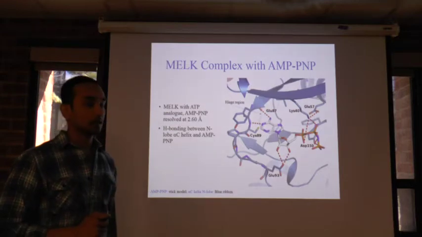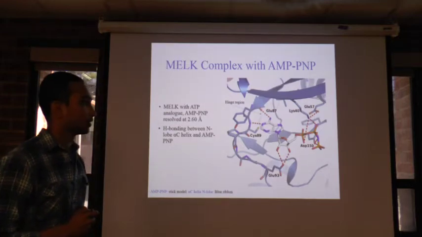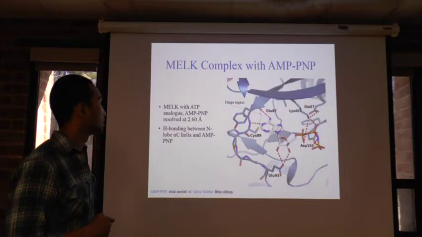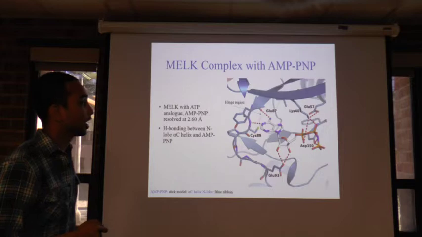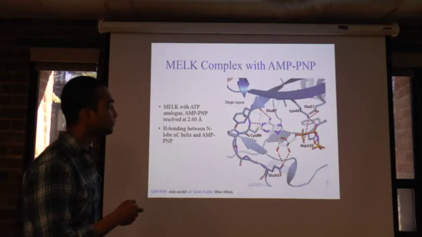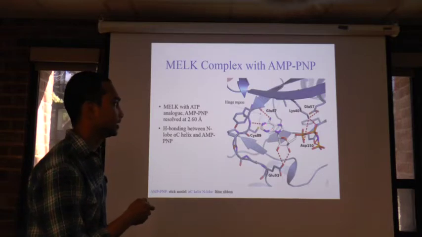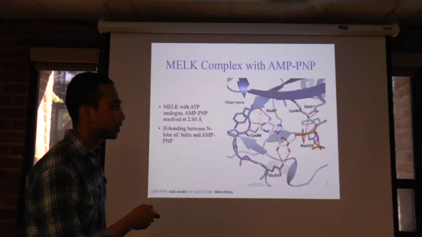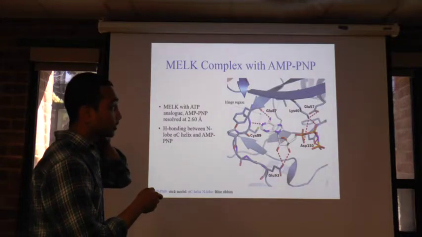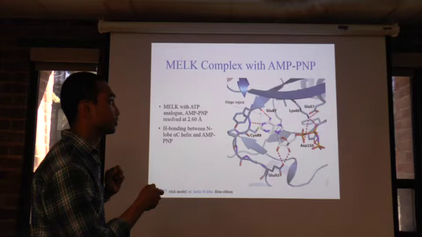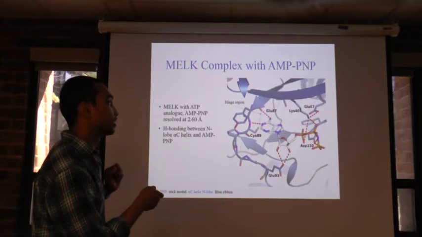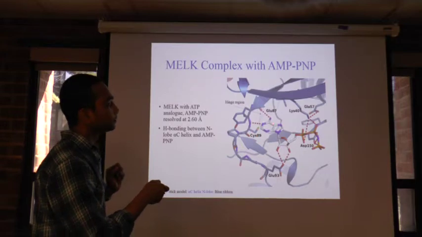MELK in complex with the ATP analog inhibitor AMP-PNP was resolved at 2.6 angstrom, and we see the hydropolar interactions of the inhibitor and the active site. What we see here, the adenine group, there's a ribose group, and there's the phosphate group, and here's the amide of the inhibitor. Now, the nitrogen atoms of the adenine group are bound to the backbone carbonyl of glutamate 87 and the backbone amide of cysteine 89. Here is the cysteine.